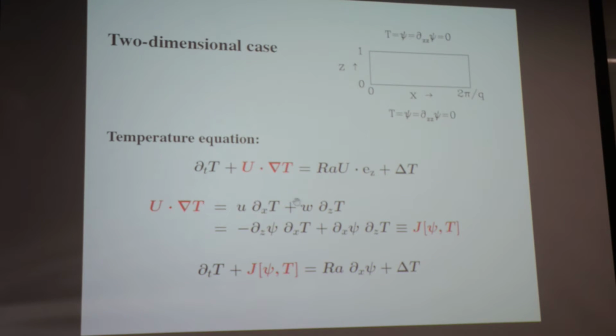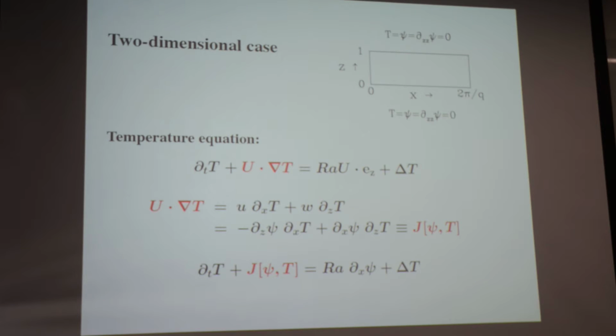And so writing this dot product, this advective term, you then find what's called a Poisson bracket. That is to say, where you're taking the two derivatives in one direction and the other. Here you have dx psi dz T minus dz psi dx T. So we're writing that as J of psi and T. And so we've just rewritten the equation in this way. And now this equation contains only psi's and T's. Okay, so we've reduced to two dimensions.